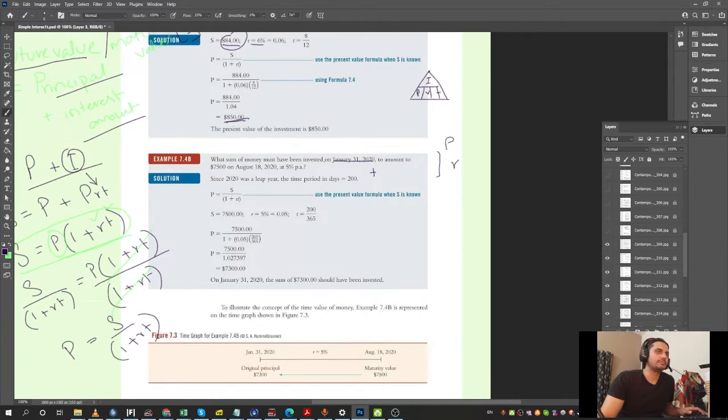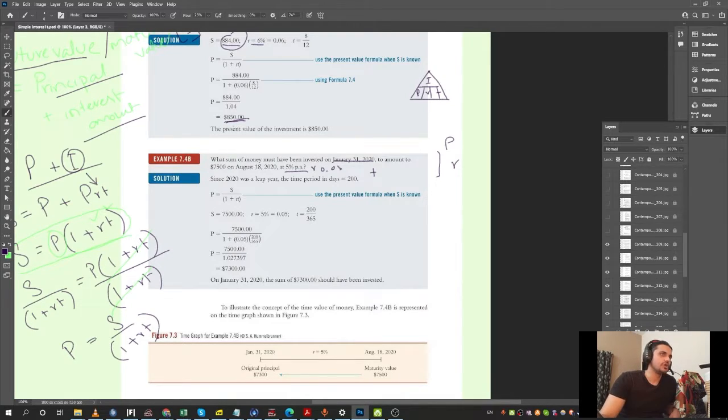What sum of money must have been invested on January 31st, 2020 to amount to $7,500 on August 18th, 2020 at 5%? So this is obviously the rate of interest, so 5 divided by 100, 0.05. And this is the time from January 31st to August 18th. We're supposed to calculate that. So remember, we don't count the last day, so it's going to be 17 days of August. And February, March, April, May, June, July will be all completely, we'll add all of those, plus the 17 days of August.